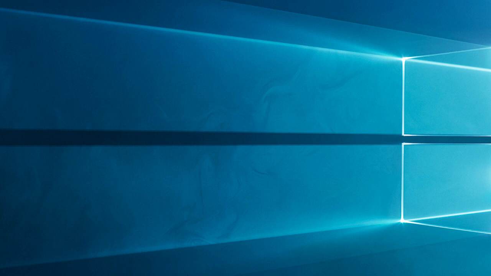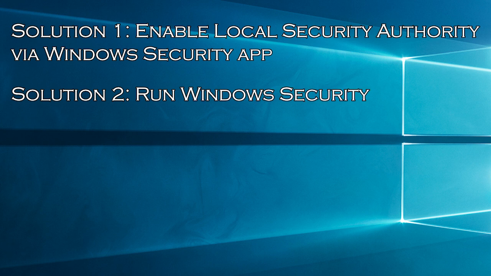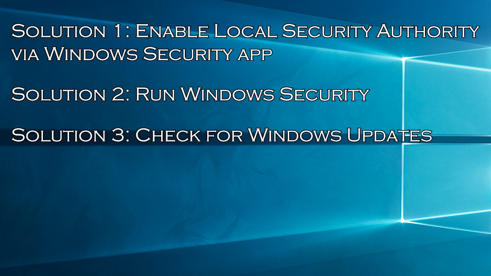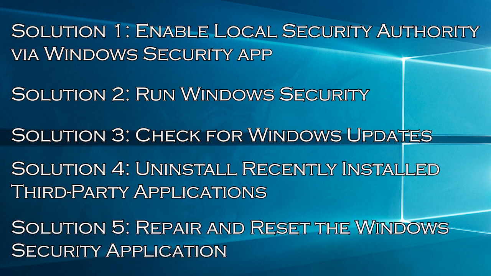Here we have some solutions to help you enhance your computer's security. Solution 1. Enable Local Security Authority via Windows Security app. Solution 2. Run Windows Security. Solution 3. Check for Windows updates. Solution 4. Uninstall recently installed third-party applications. Solution 5. Repair and reset the Windows Security application.